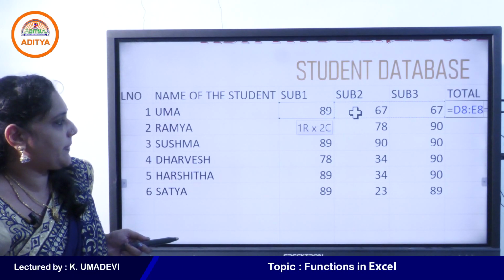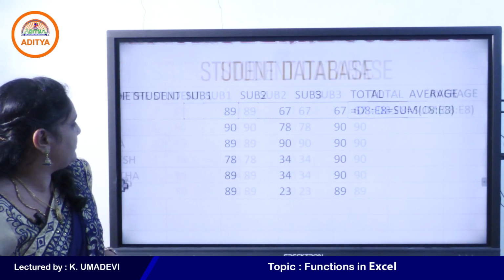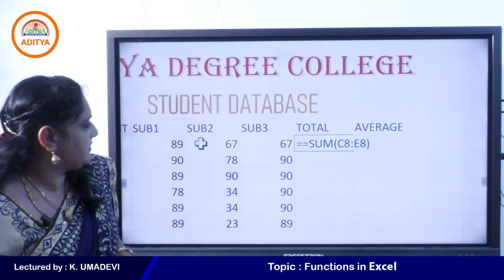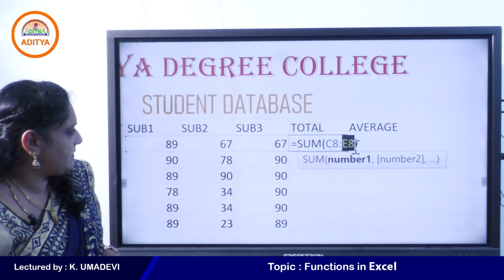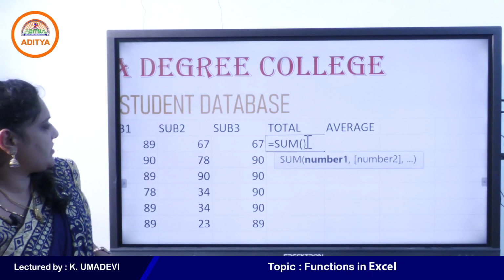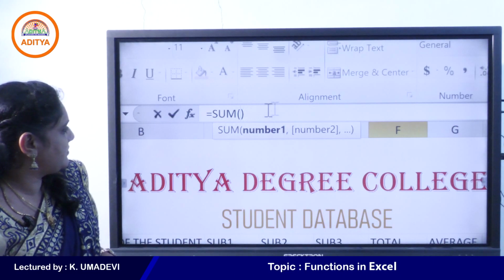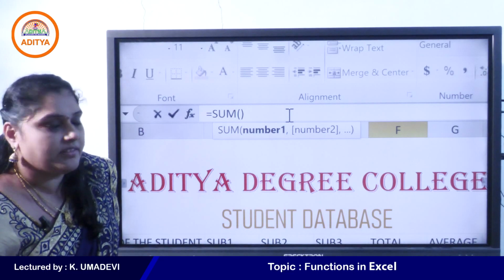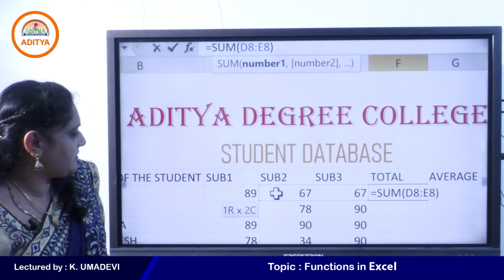E8 cells. D8 and E8. Just click on the range. I'll just remove the range, students. Now go to the formula bar. Enter the cell references directly, or else you can select the range.